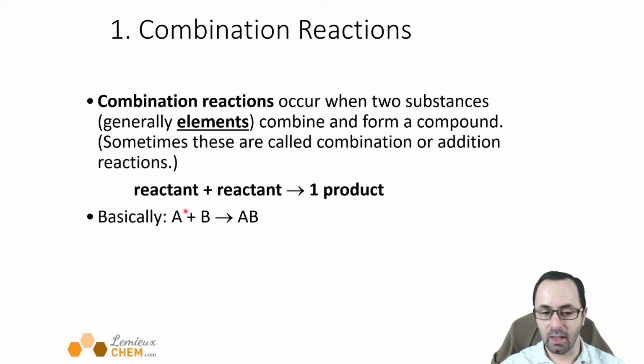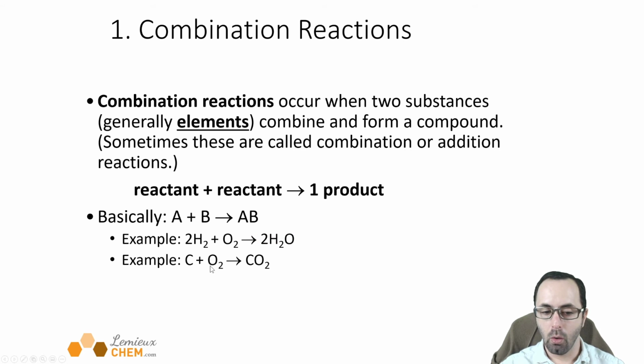So as a general example, you'll have element A, element B, their atoms combining to make a compound with atoms A and B in them. For example, here we have hydrogen reacting with oxygen to make a compound that contains both hydrogen and oxygen, water. Or carbon, which is like coal, charcoal, burning in oxygen to make CO2.